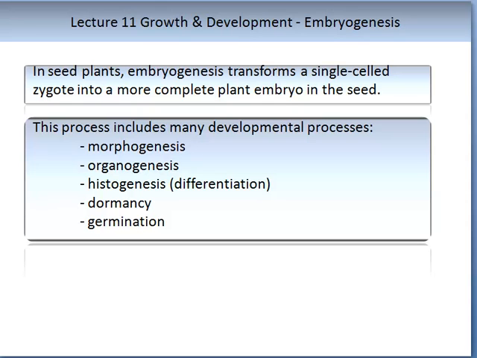In seed plants, embryogenesis transforms a single-celled zygote into a more complete plant embryo in the seed. This process includes many developmental processes: morphogenesis, organogenesis, histogenesis, which is differentiation, dormancy, and finally germination.